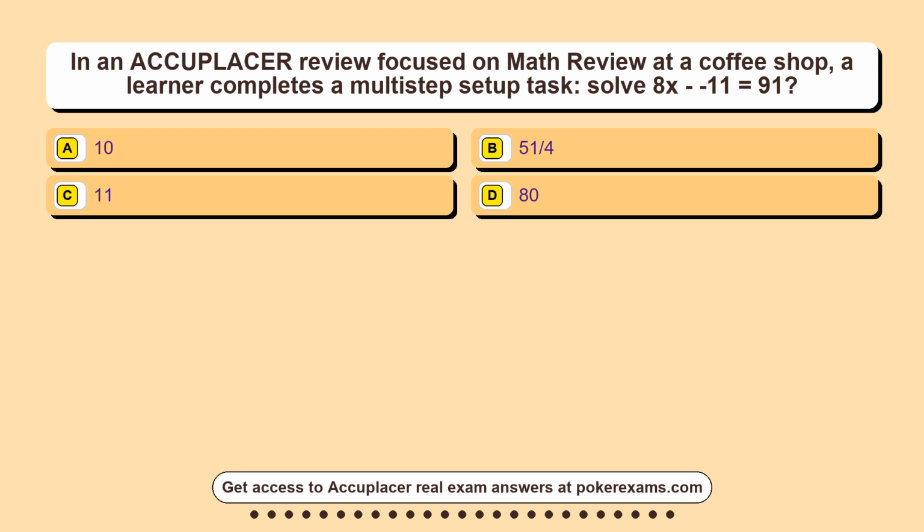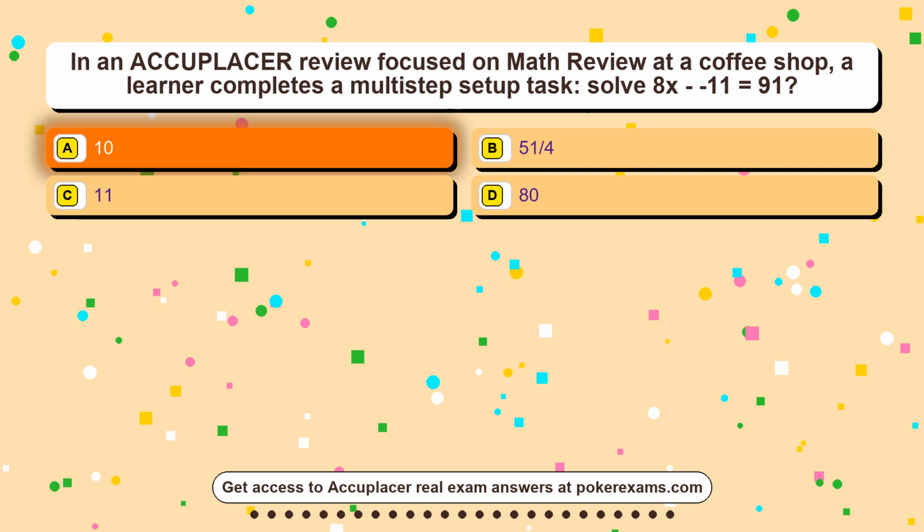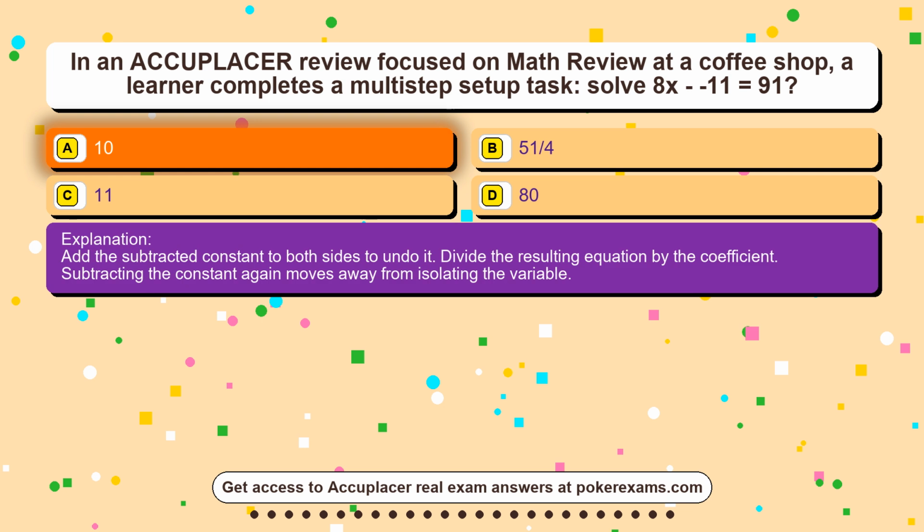Option A 10, Option B 51/4, Option C 11, Option D 80. The correct answer is Option A 10. Add the subtracted constant to both sides to undo it. Divide the resulting equation by the coefficient. Subtracting the constant again moves away from isolating the variable.